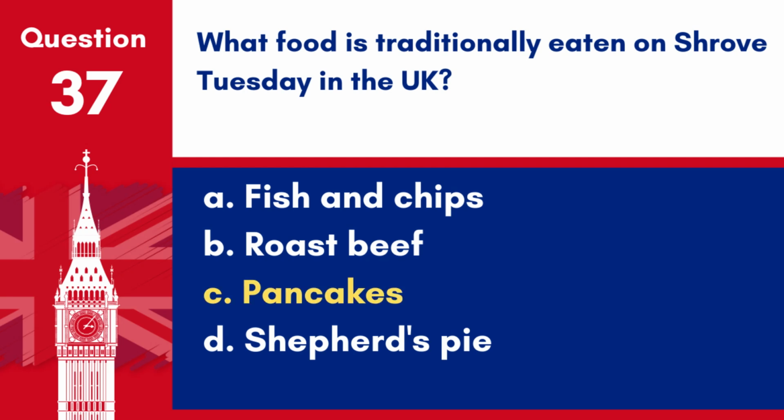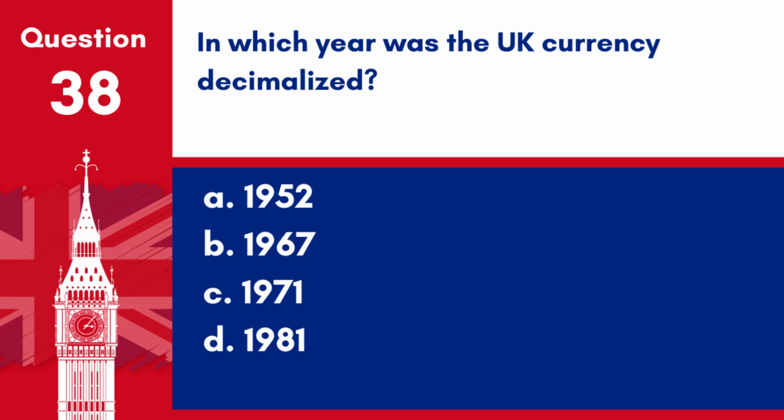Answer C. Pancakes. Pancakes are traditionally eaten in the UK on Shrove Tuesday. Question 38. In which year was the UK currency decimalised? A. 1952, B. 1967, C. 1971, D. 1981.